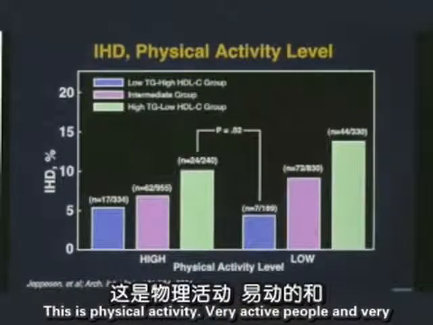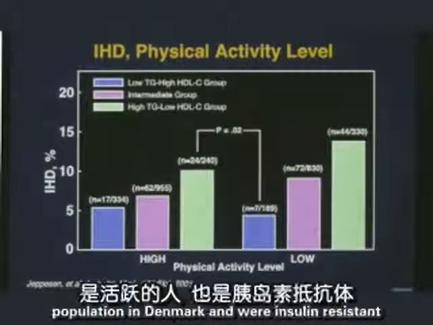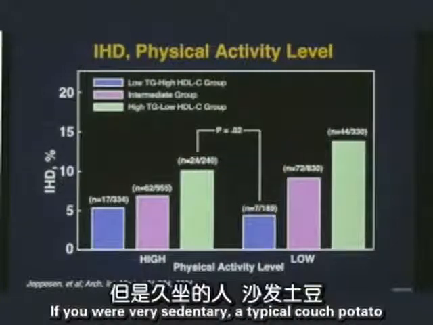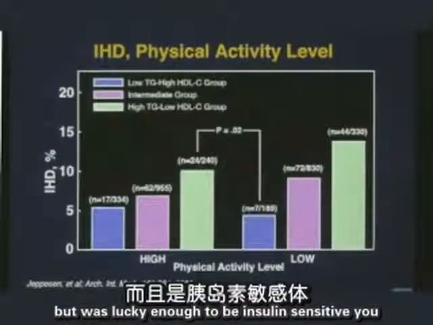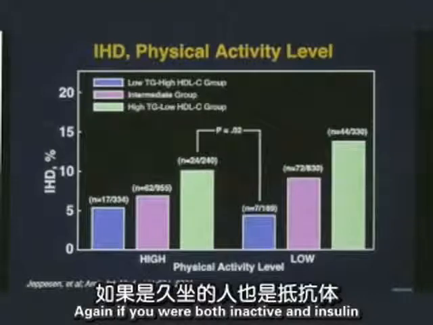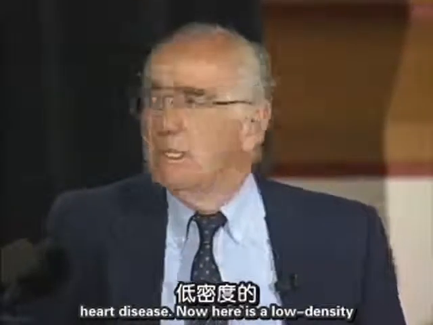This is physical activity. Very active people, very sedentary people. If you were highly active in this population in Denmark and you were insulin resistant, you still had a doubling of your heart attack risk. If you were very sedentary, typical couch potato, but were lucky enough to be insulin sensitive, you had no increased risk of coronary heart disease. Again, if you were both inactive and insulin resistant, you had the highest risk of coronary heart disease.